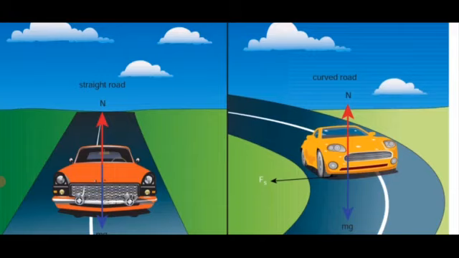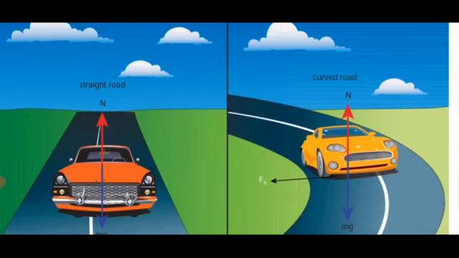Suppose the road is horizontal, then the normal force and the gravitational force are exactly equal and opposite. Therefore, the centripetal force is provided by the force of static friction. So the friction has to be static. The friction between the tire and the surface of the road is static, which acts towards the center of the circular track. That is, Fs is equal to mv square by r.